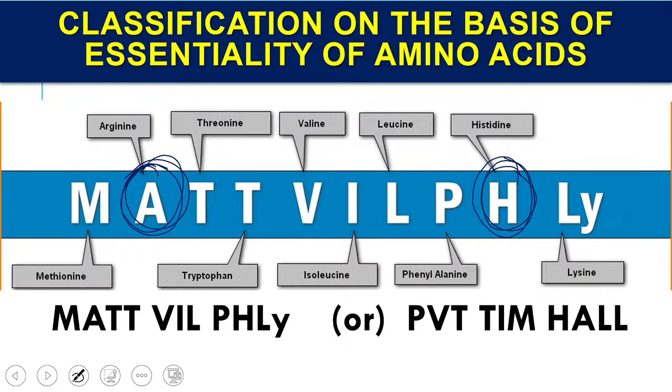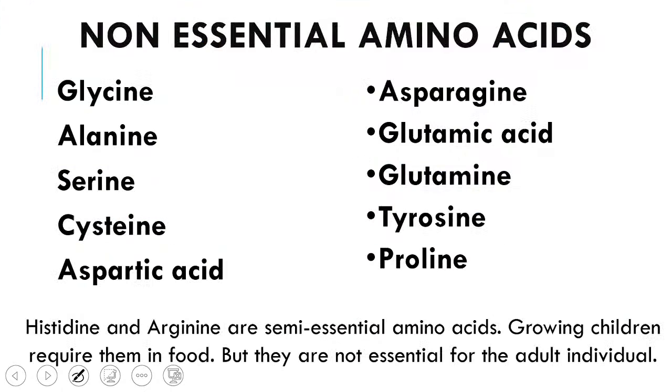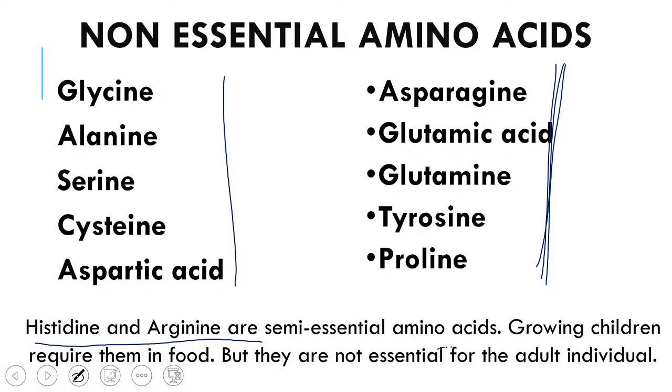So 8 exclusively essential, 2 semi-essential, and 10 non-essential. The remaining 10 are non-essential amino acids. If you remember those essentials, you need not remember the rest. Here histidine and arginine are semi-essential amino acids. Growing children require them in the food, so they are essential for them, but they are not essential for the adult individual because they can directly synthesize them.